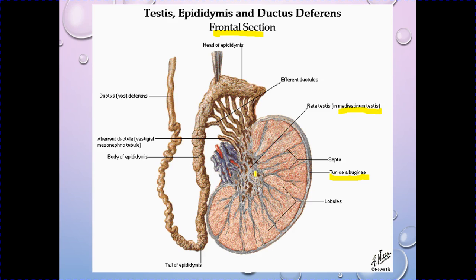From the mediastinum testis, septa arise and divide the parenchyma into lobules. So these are the septa which are dividing the parenchyma into lobules.